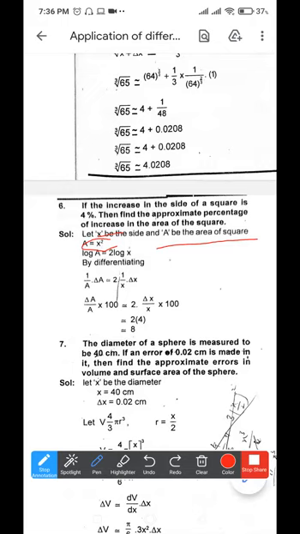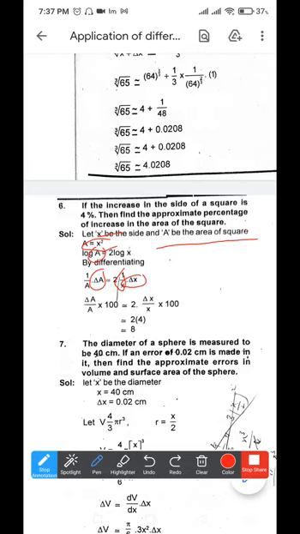Now what we are doing is applying log on both sides. Log A is equal to, first, log of x squared will be 2 log x. Now differentiate on both sides. So differentiation of log x will be 1 by x, and differentiation of x will be delta x. After that, substitute the values.